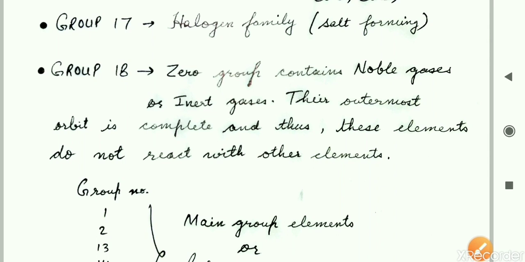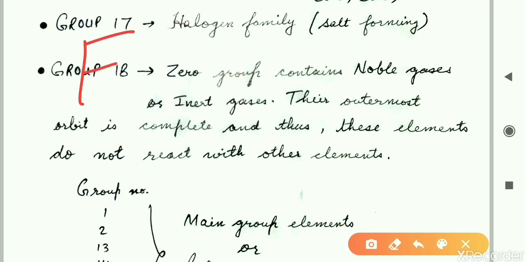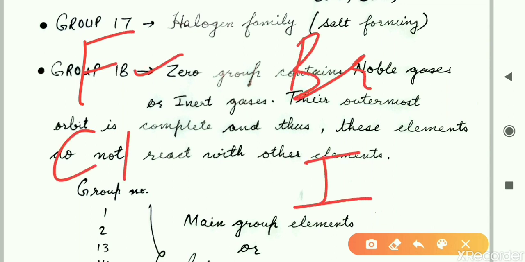They are also called the chalcogens. This term means ore forming. Followed by group 16, we have group 17. It comprises the halogens and is therefore called the halogen family. I have not written the names here. These are fluorine, chlorine, bromine and iodine.